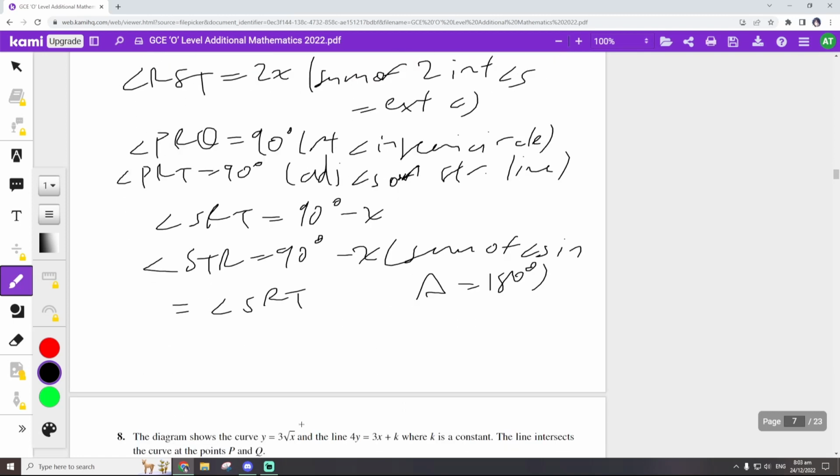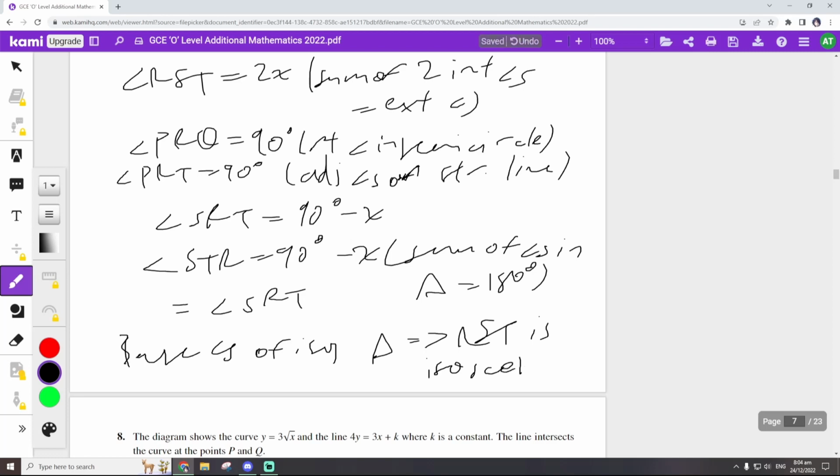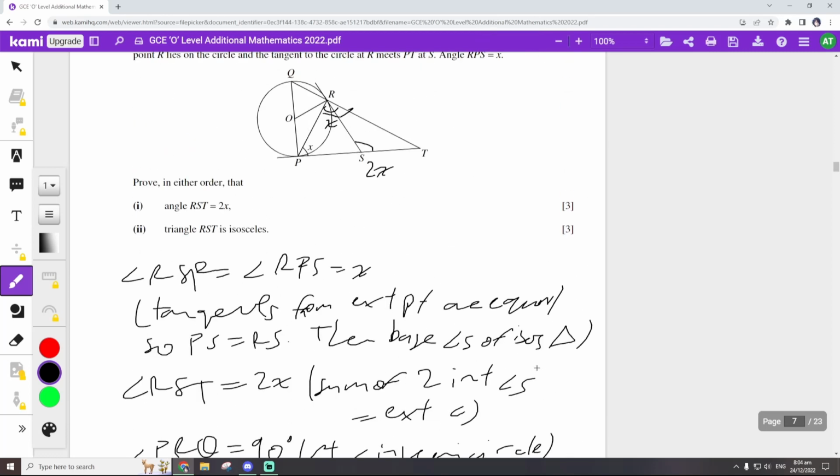So base angles of isosceles triangle, RST is isosceles. Okay, cool.